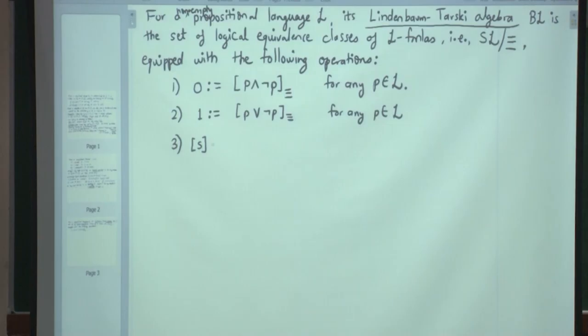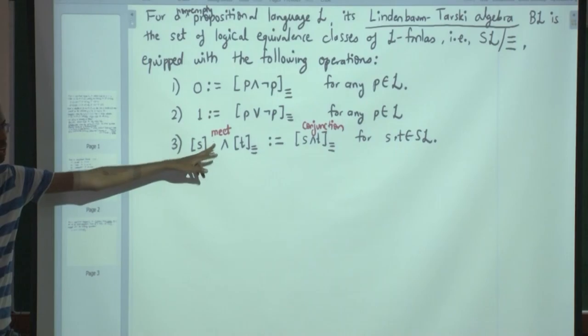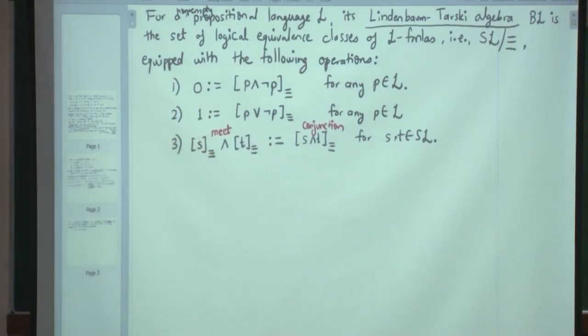Then the third operation: I should define the meet of two classes. This is my first class and this is my second class. What should I define it to be? The class of S conjunction T, for S and T in SL. See, what we are writing still has to make sense. Now, please pay attention. This is a meet in the Boolean algebra, and this is a conjunction in logic. I promised you yesterday that we will see their connection. So the meet in the Boolean algebra is obtained via this. Right now, I am defining all these things, but they don't really make sense yet. So we have to prove a result so that all these definitions make sense.